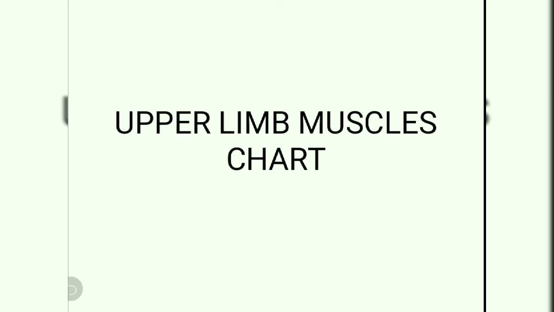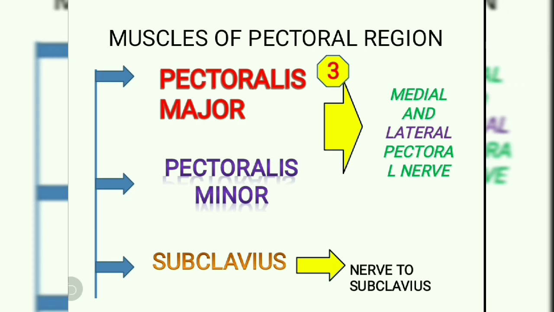Here I have clearly divided the upper limb muscles into 6 parts. They are muscles of the pectoral region, muscles connecting the upper limb with the vertebral column, then scapular region muscles, arm muscles, forearm muscles and hand muscles. Firstly, we are going to talk about the muscles of the pectoral region. Under the muscles of the pectoral region, there are 3 major muscles: pectoralis major, pectoralis minor and subclavius.